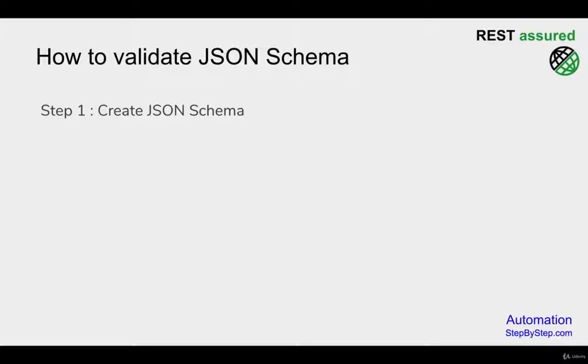Step number one is we have to create a JSON schema. In case you have watched the last video, we have discussed what a JSON schema is and how you can create one. In most cases, you will be getting a JSON schema from the creators or the developers of the API. But in our case, for the demo, we will create a JSON schema from the JSON that we have got.